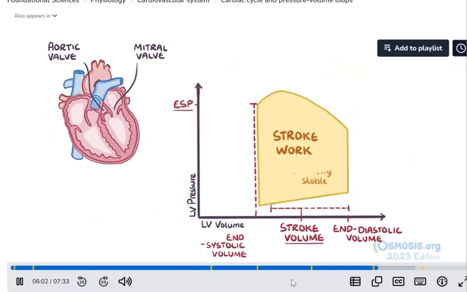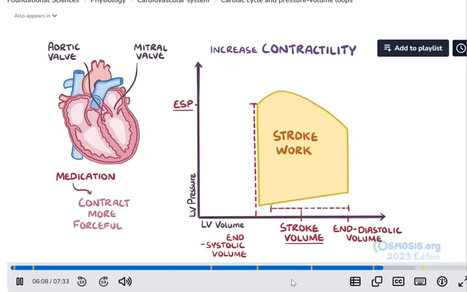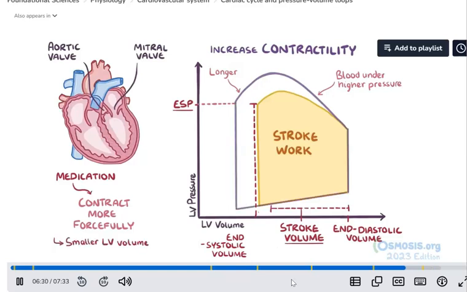Let's go for one last change and up that contractility by giving a medication that makes the heart contract more forcefully. Increased contractility means that during the ejection phase, the blood is under higher pressure, and so the ejection phase goes on for much longer. The ejection phase comes to an end when the left ventricular pressure is the same as the aortic pressure. So they have the same end systolic pressure, but now that point occurs with a much smaller left ventricular volume.